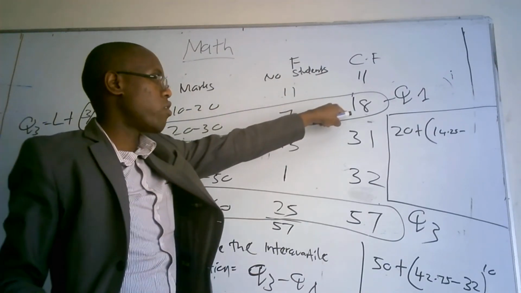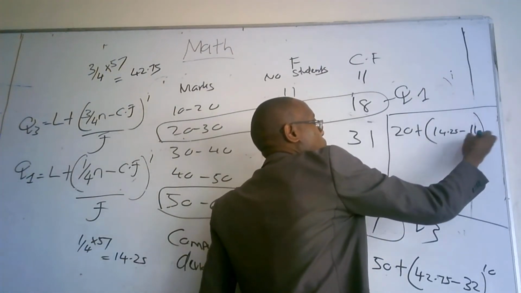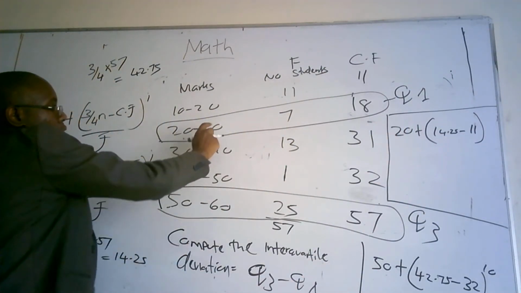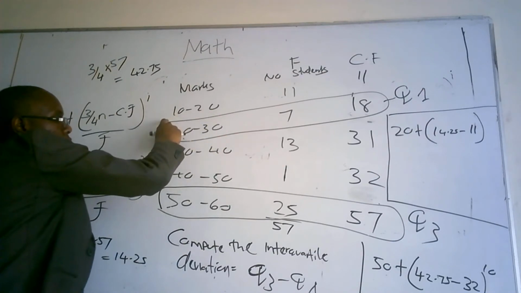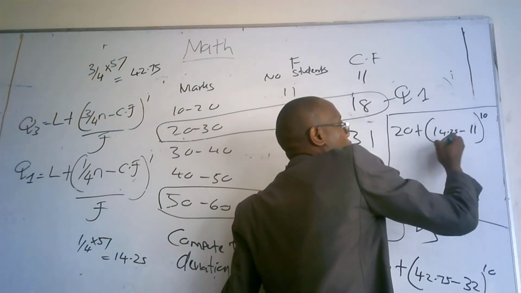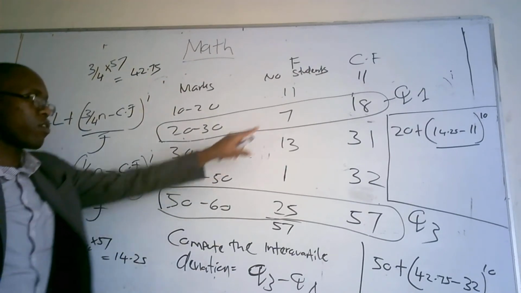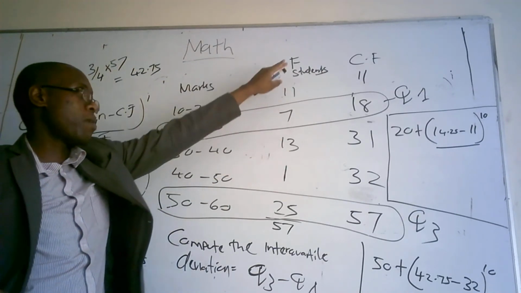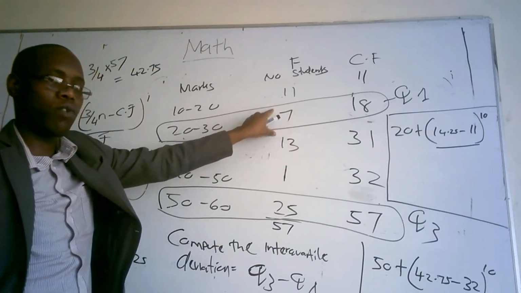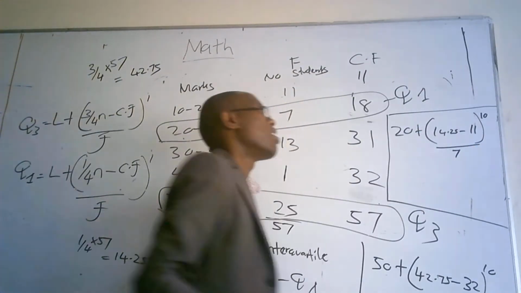So cumulative frequency above quartile 1 class is 11. So minus 11, we close the bracket, multiplied by the class interval. So the class interval is basically taking the upper limit minus the lower limit, which is 30 minus 20, which is 10. So you multiply by 10 divided by the frequency of quartile 1 class. And the frequency of quartile 1 class is this F. Remember, number of students was the frequency, which is going to be 7. So divided by 7. That way.